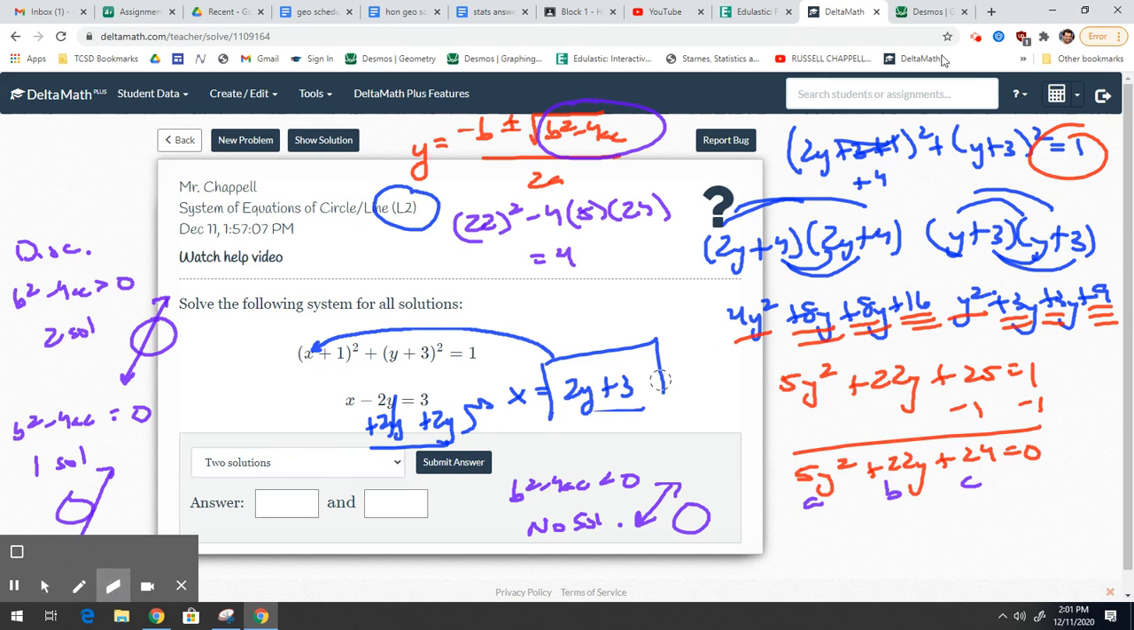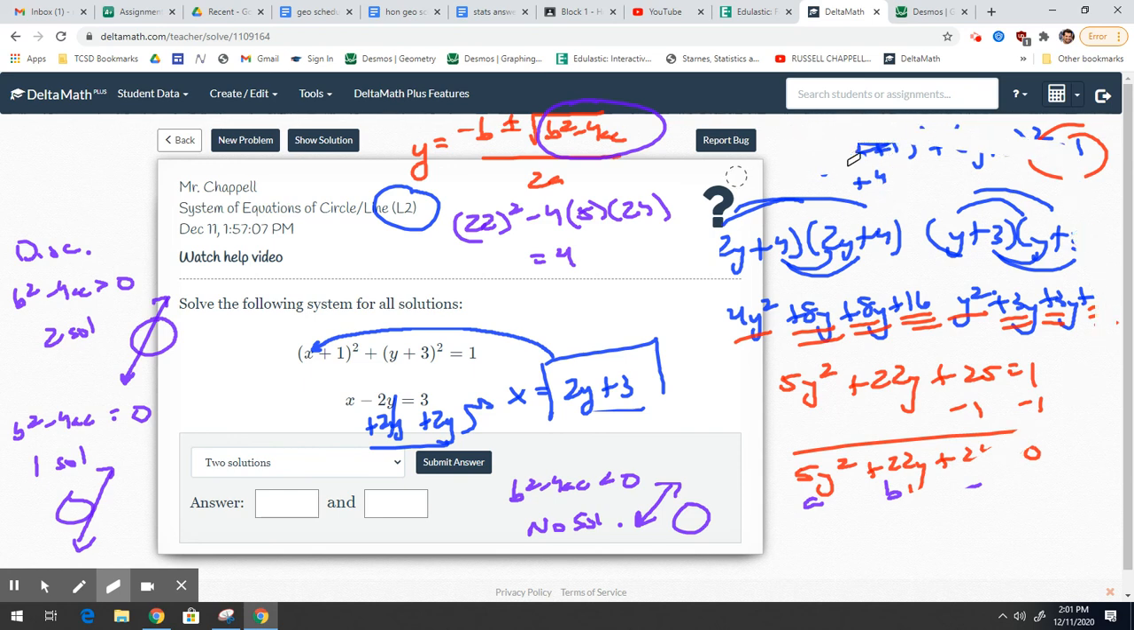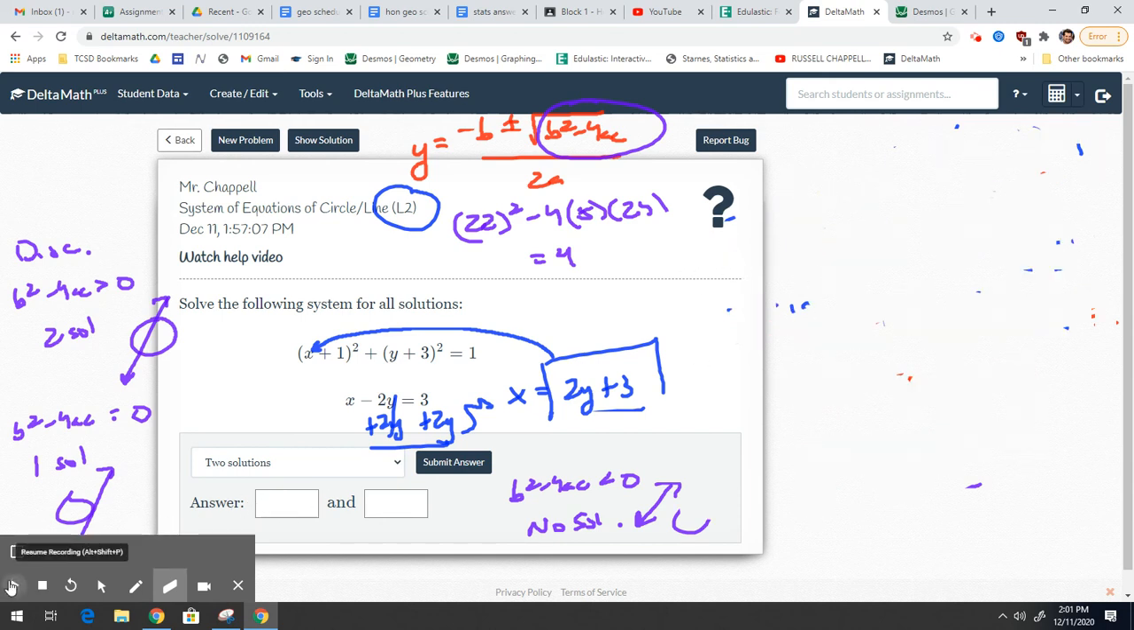All right, let me do some big erasing here. And I wish it had that option of, if you circle it all goes away, but it doesn't. So let me pause it and erase, and then I'll start it back up. Okay, so here we go.